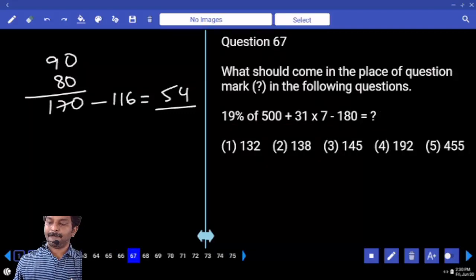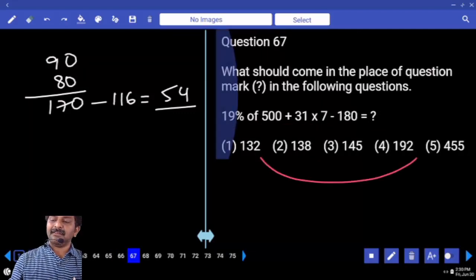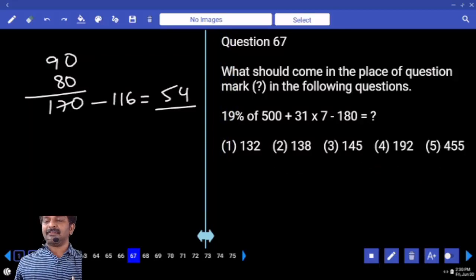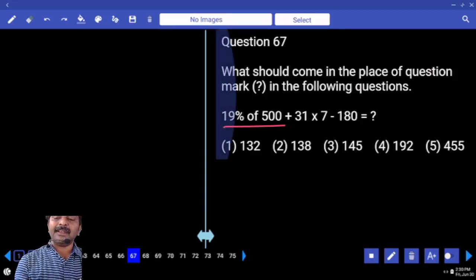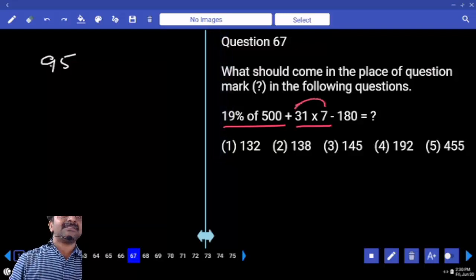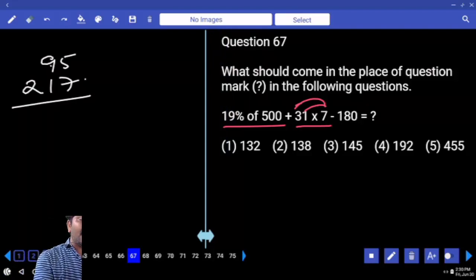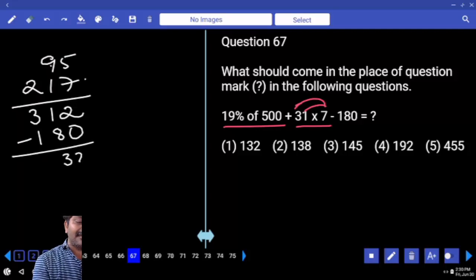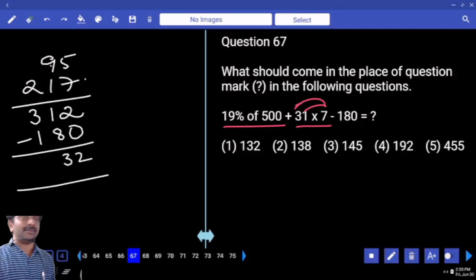Yes. 2 options are ending with 2, 2 options are ending with 5. So we cannot verify last digit. Yes. 19% of 500. 19 into 1% value, which is 95. 31 7 times. 30 7's 210 plus 1 into 7, total 217. Now the value is 312. From that you need to subtract 180. Then answer must end with last 2 digits 32. First option.